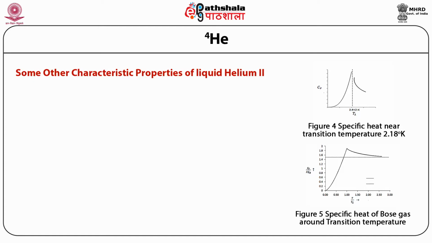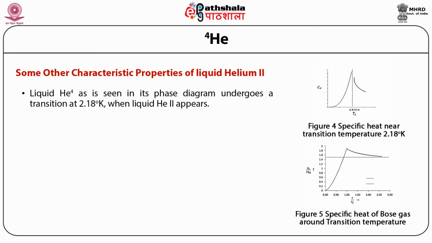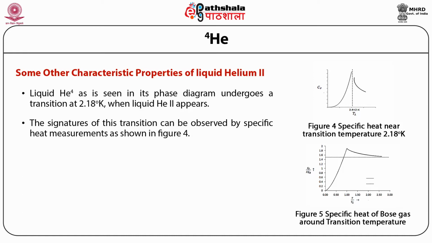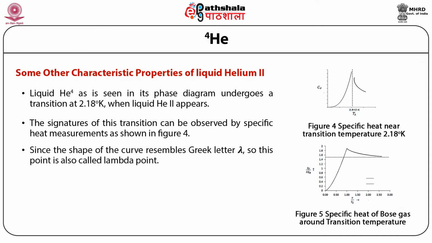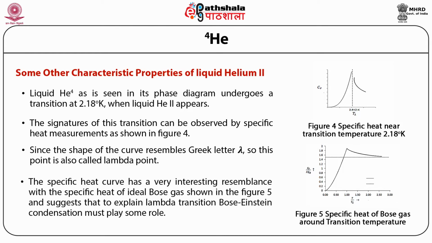Number 1: liquid helium-4, as seen in its phase diagram, undergoes a transition at 2.18 degrees Kelvin when liquid helium-2 appears. The signatures of this transition can be observed by specific heat measurement, as shown in figure 4. Since the shape of the curve resembles the Greek letter lambda, this point is also called the lambda point. The specific heat curve has a very interesting resemblance with the specific heat of the ideal Bose gas shown in figure 5, and suggests that to explain the lambda transition, Bose-Einstein condensation must play some role.